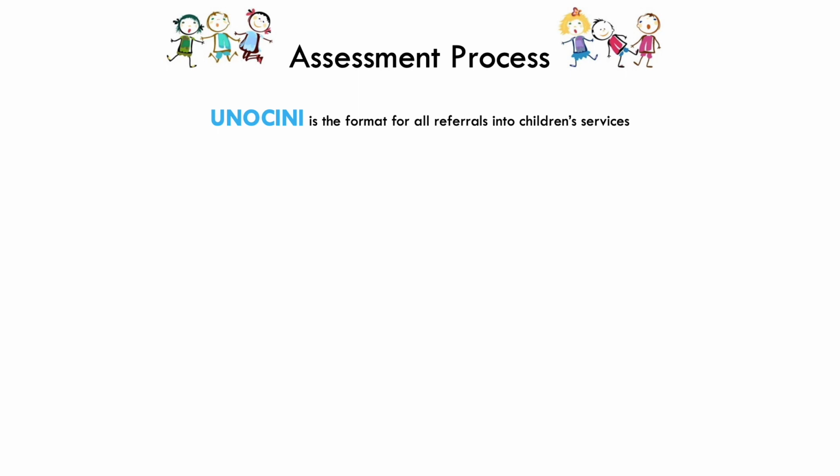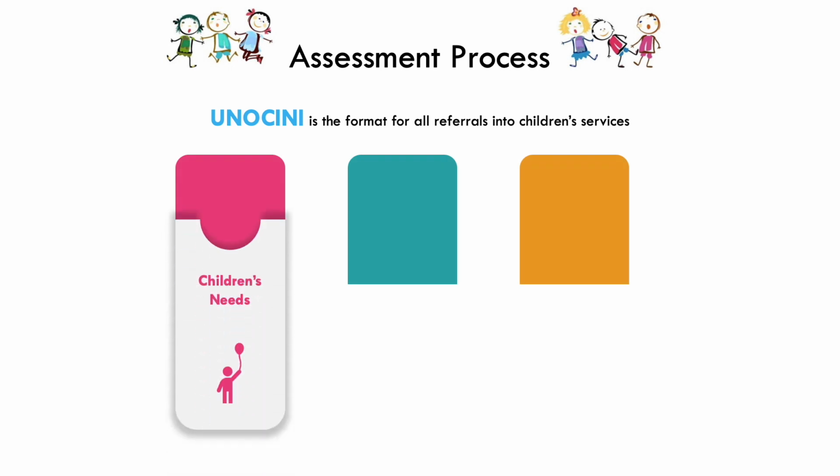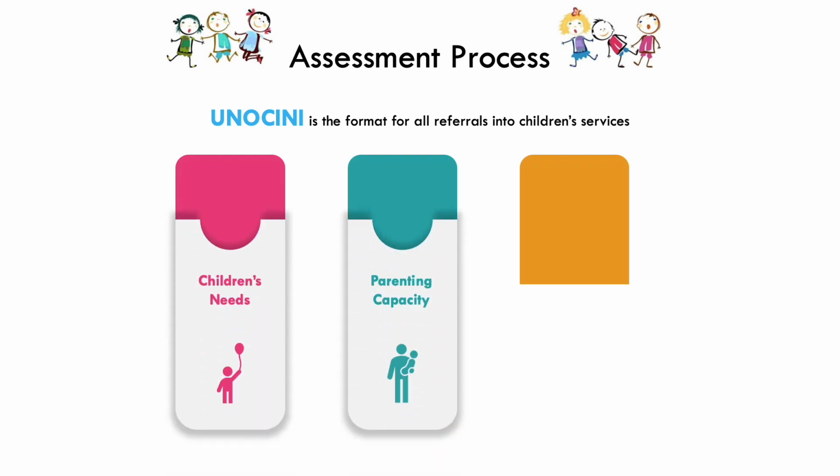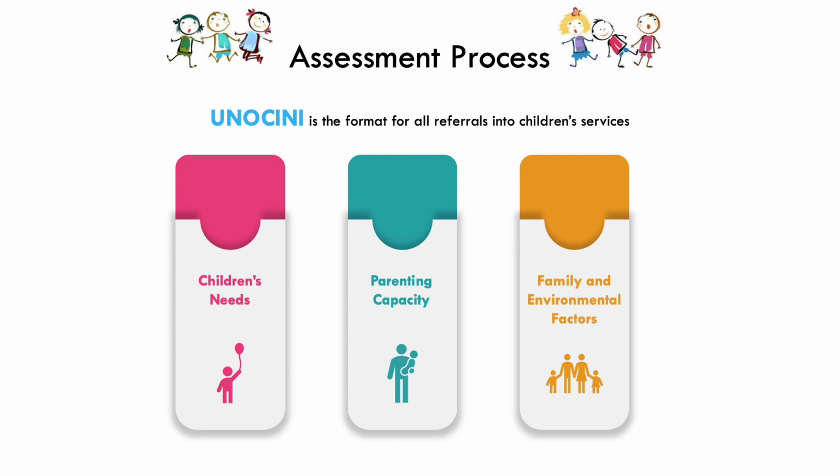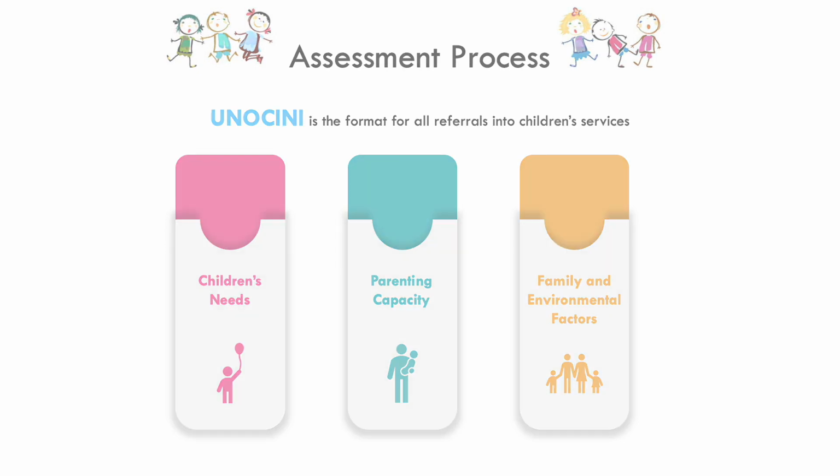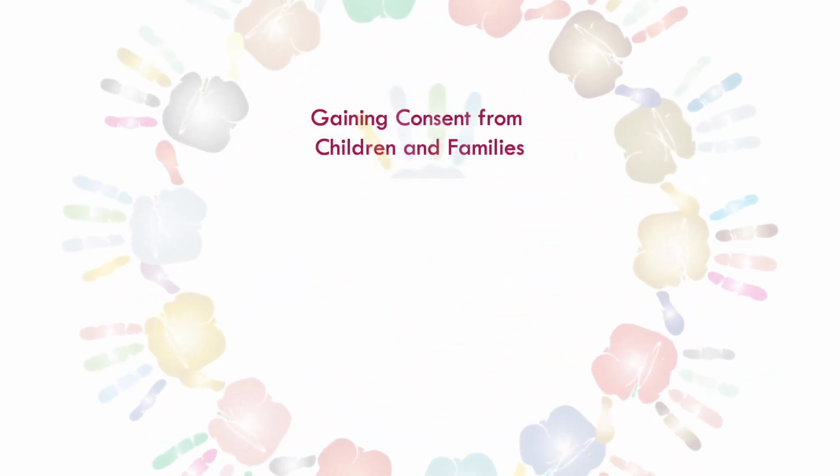The UNO-CHINI process ensures a holistic approach to assessing children's needs, providing in-depth assessment and early identification of actions and interventions required to meet the child's needs across 3 domains: children's needs, parenting capacity, family and environmental factors. Research has indicated that working in an open and transparent way with both children and their families is the best way to achieve positive outcomes.